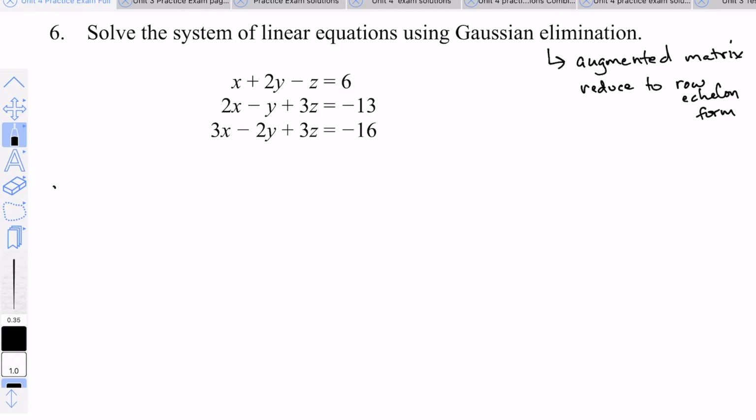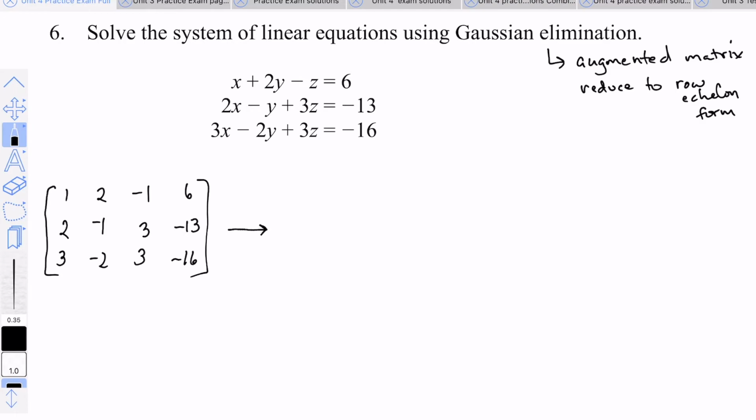So we'll start with the augmented matrix. This first column represents the coefficient of x variables. The second column represents the coefficient of y variables. This represents the coefficients of the z variables. And those represent the constant values here after the equal sign.